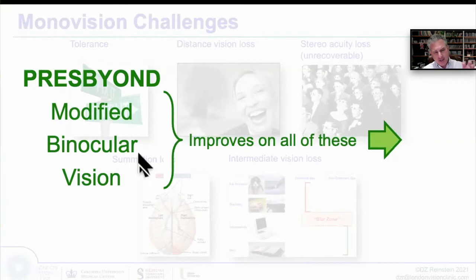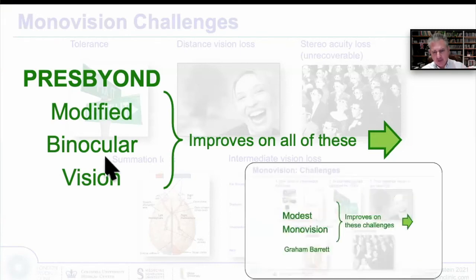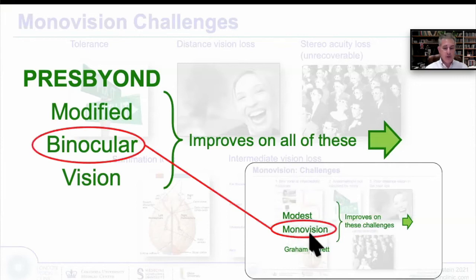And so Presbyond, as I've said, is a modified binocular vision solution. We need to compare that to what Graham Barrett was talking about, which was modest monovision, where you're losing near vision to get better intermediate, playing with that anisometropia to get the balance that the patient may wish to have. Presbyond is a binocular process, versus monovision, which is a monocular process. Now, I will show you later that Graham Barrett has now added spherical aberration to an IOL, which is made by Rayner. And so he's now doing modified binocular vision Presbyond with IOLs.